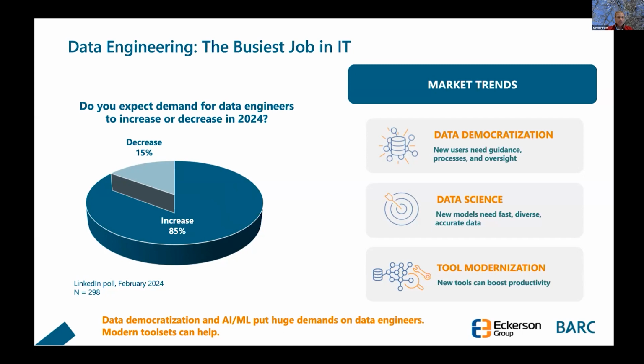The big 3 market trends that are taking place right now are, A, data democratization. More and more business-oriented users are demanding access to data sets so that they can drive more and more of their decisions with hard evidence about trends. Data science and advanced analytics are also creating more demand for data, increasingly diverse data sets. They need fast, accurate, and diverse data.